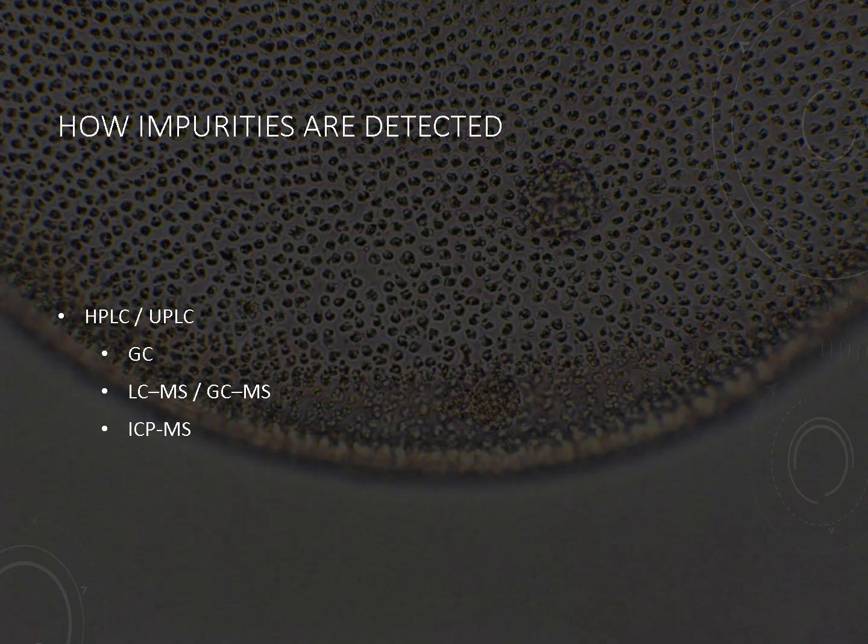Detecting impurities requires advanced analytical techniques. High-performance liquid chromatography, or HPLC, and ultra-performance liquid chromatography, UPLC, are widely used for organic impurities and degradation products. Gas chromatography is commonly applied for residual solvent analysis. LC-MS and GC-MS are powerful tools for identifying unknown impurities. ICP-MS is used to detect elemental and metal impurities. In practice, impurity testing often involves a combination of these techniques.